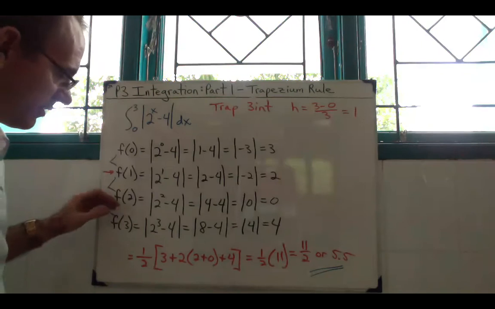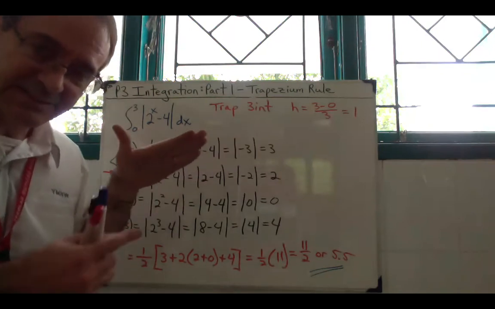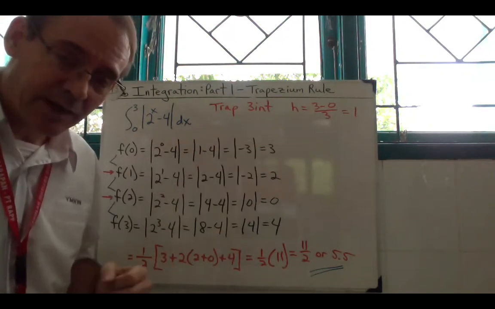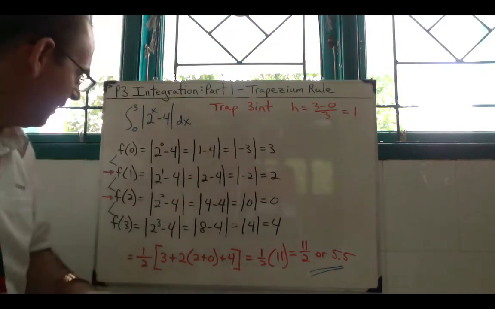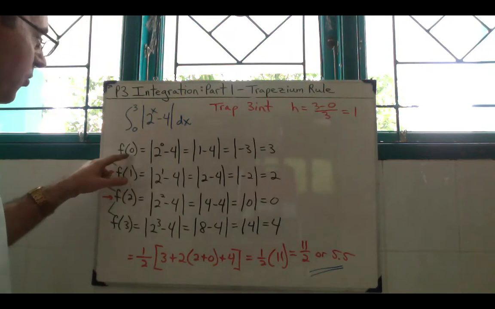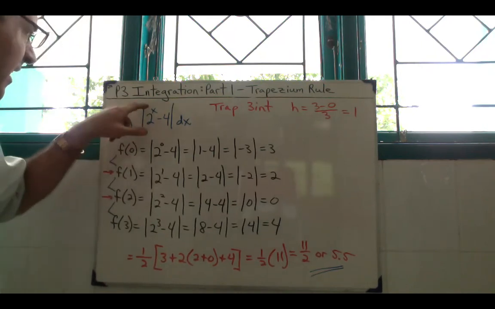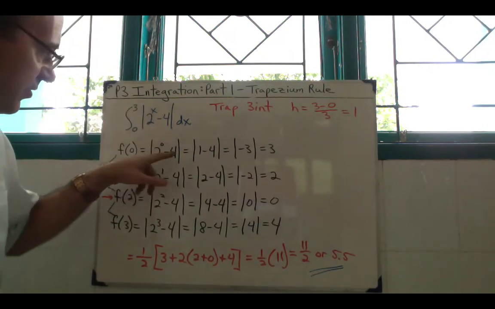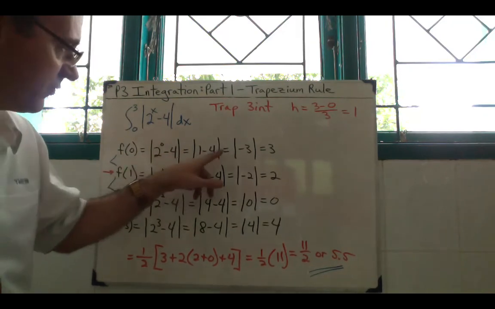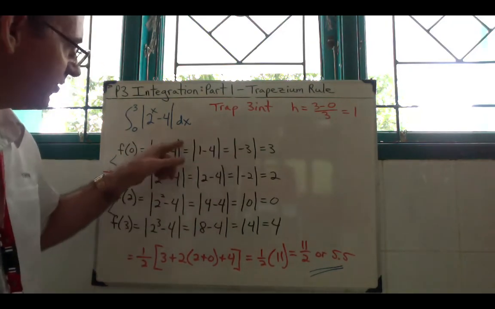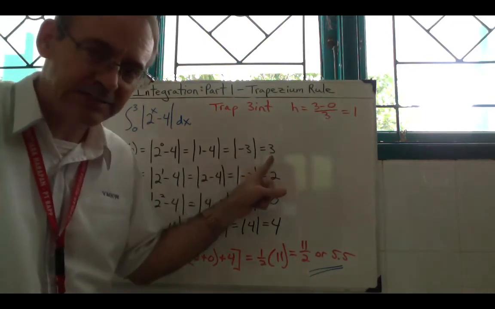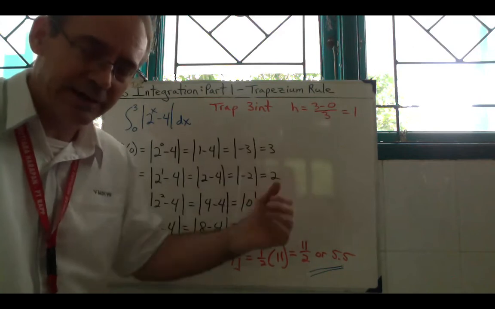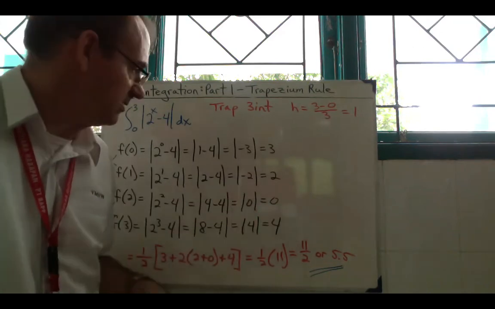So these are the lengths of the bases or the sides of the trapezium. So we need to calculate each one of those separately. So we plug in 0. What is our function at 0? So we plug in 0 for x. 2 to the 0 is 1. 1 minus 4 is -3. These are absolute value signs, which means it becomes +3. So absolute value means it has to be positive.